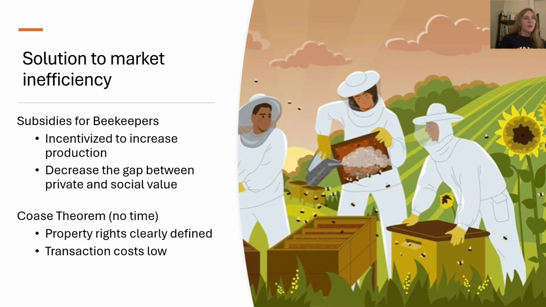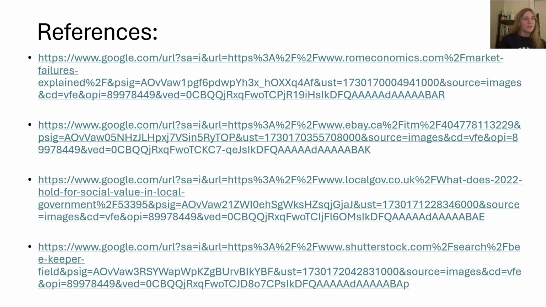One solution for this market inefficiency is subsidies for beekeepers. Government can implement a corrective subsidy for honey producers to reflect the social value of producing honey. Beekeepers are incentivized to increase production. Therefore, this subsidy could decrease the gap between private and social value.